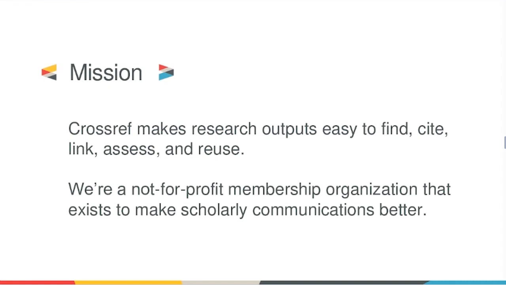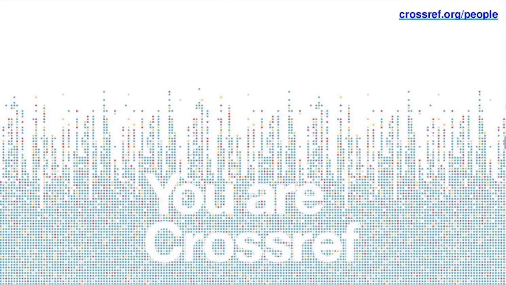So CrossRef, we are a not-for-profit organisation for what we call members, which is a mix of publishers and other organisations. And our aim is that we want to make research outputs. So as an organisation, we were founded in the year 2000, initially by 12 publishers. We've now grown to have 38 staff based between the UK, the US and Europe.